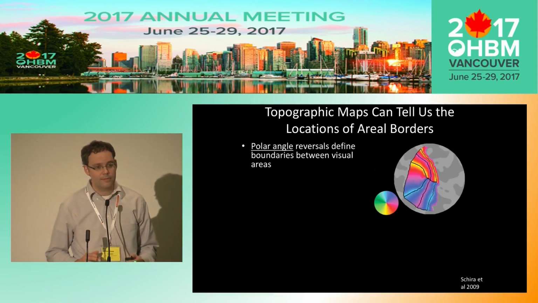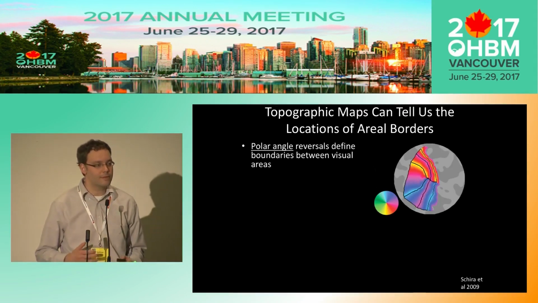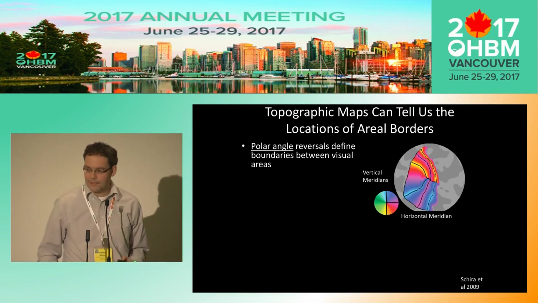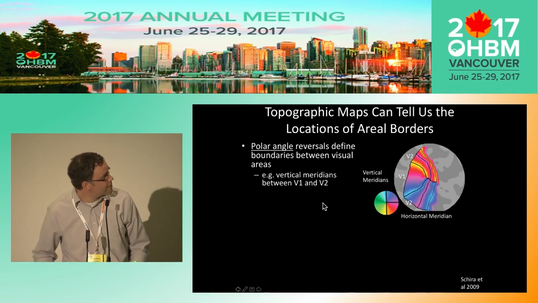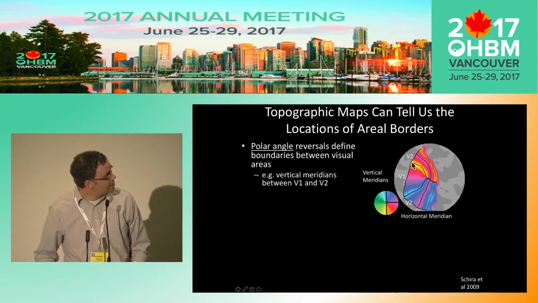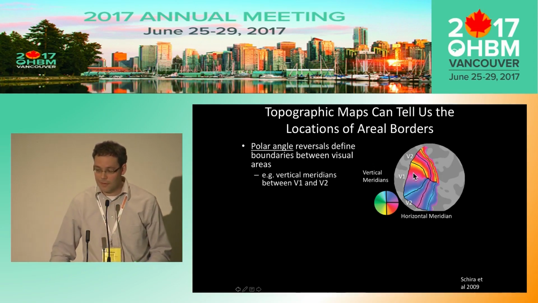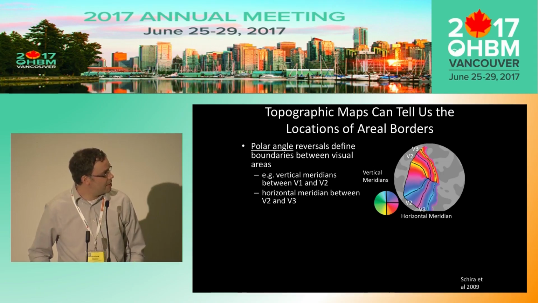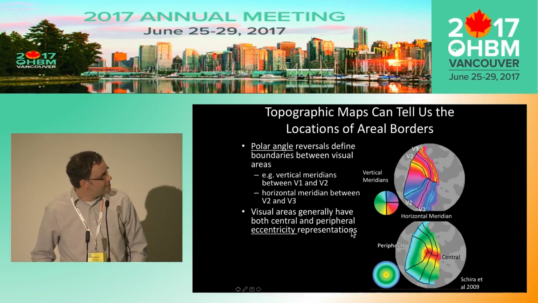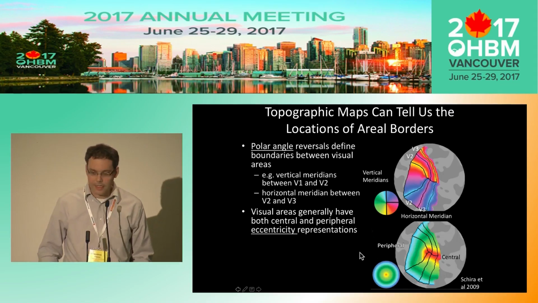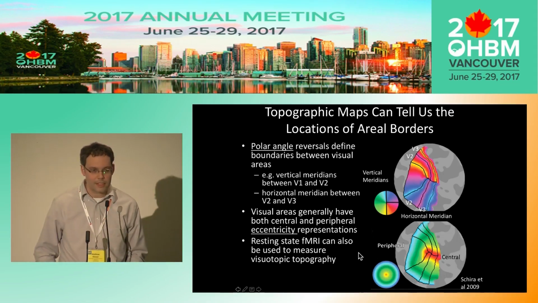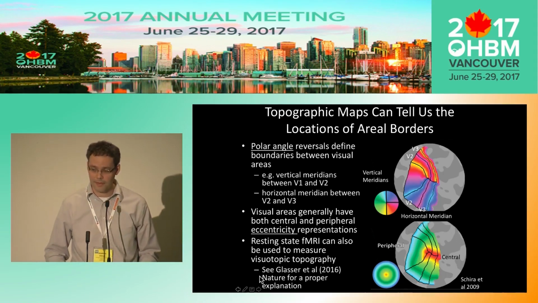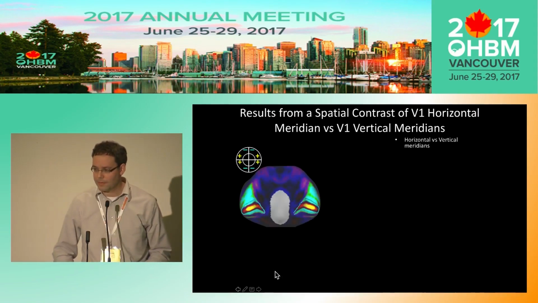These polar angle reversals for the visual field are really good for telling us where visual boundaries are. We've got the horizontal meridian and the vertical meridians, and the first horizontal meridian runs right down the center of V1. The two vertical meridians tell us the boundaries between V1 and V2, as Professor Zillis was telling us. Between V2 and V3, we now have a horizontal meridian. Also, these visual areas are representing eccentricity in one part versus another part. We can use resting state to measure this as well. I'm just going to give you a very quick overview. It's a somewhat complicated method, so see the paper for a proper explanation.